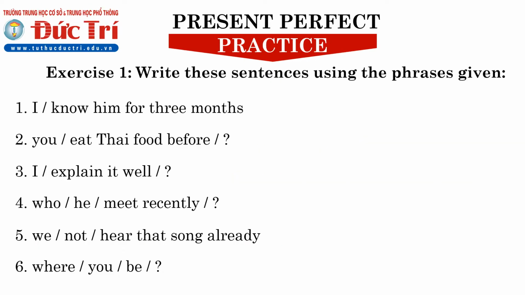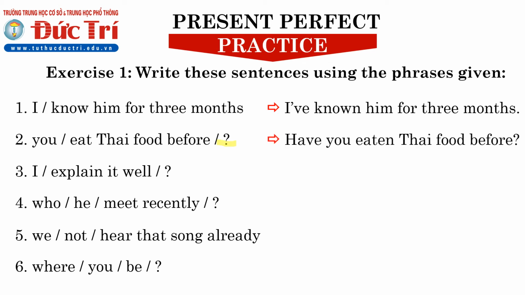Let's do exercise. Exercise number 1. Write these sentences using the phrases given. Number 1. I've known him for 3 months. Number 2. Number 2 is in interrogative. Have you eaten Thai food before?